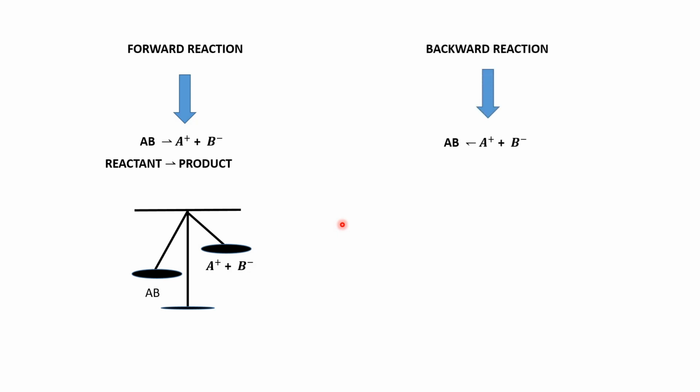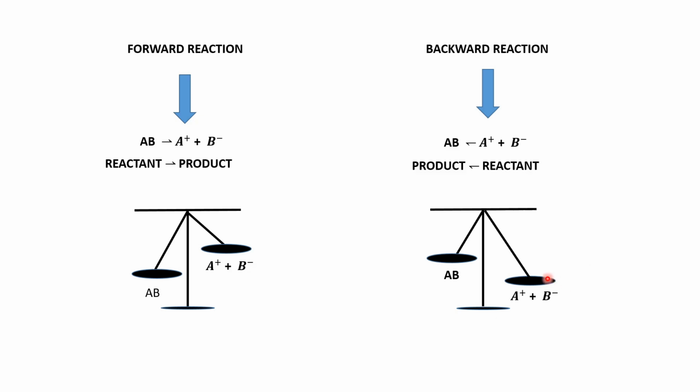The example remains the same, but the difference here is the sign. The sign is the half arrow, which is directed backwards. Here the reactants are A+ and B-, and the product becomes AB. This is a backward reaction because it follows the backward path. Here the concentration of A+ and B- was more as compared to the product AB.